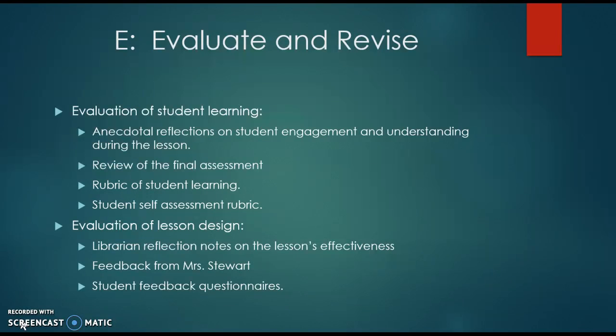The final step of the ASSURE model is to evaluate and revise. To reflect on the lesson's effectiveness, student outcomes will be noted. These will come in the form of anecdotal reflections on student learning and engagement during the lesson. The final assessment product will also be reviewed to determine those who mastered the concepts and those who may need small group reteaching or additional practice. A review of the effectiveness of the lesson will also be done through student and teacher feedback on the lesson, as well as personal reflection.